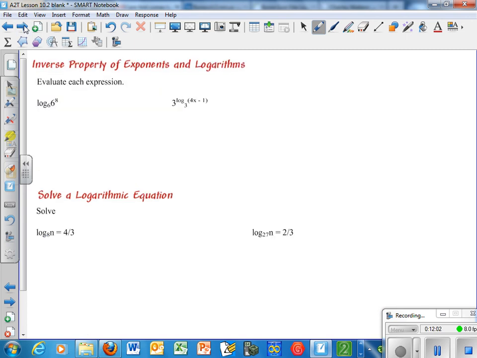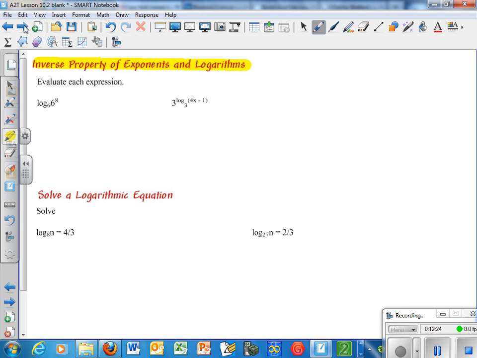All right, then we're going to look at the inverse property here. To give you an example of inverse, addition and subtraction are inverses. They undo each other. Division and multiplication are inverses of each other. Squaring something and taking the square root are inverses of each other. So what you want to do here is kind of cancel things out.